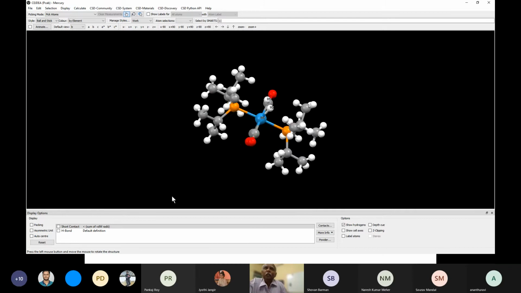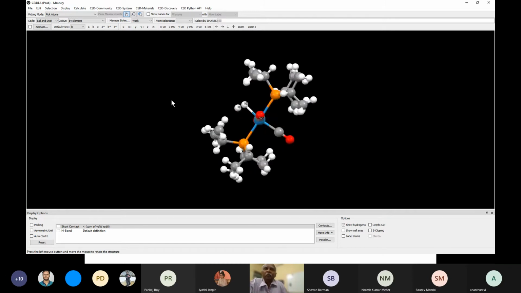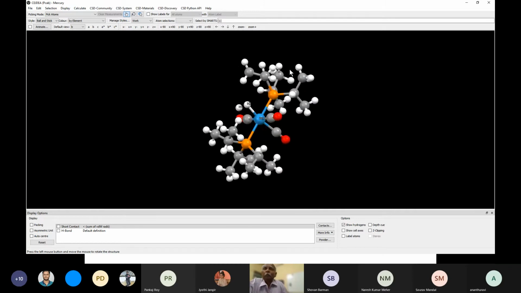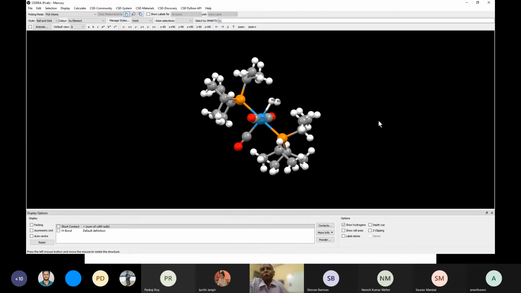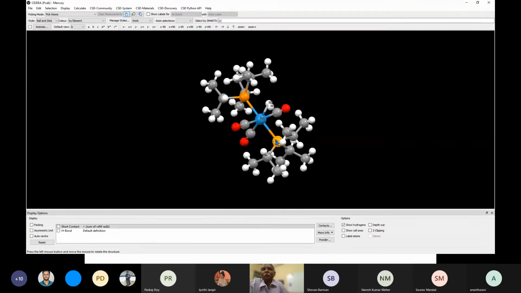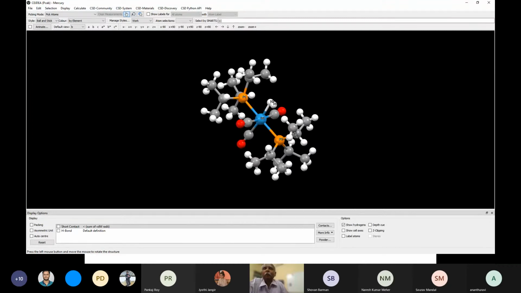It had three carbonyl ligands and two tris isopropyl phosphine ligands, so bis tris isopropyl phosphine. Those are the two phosphorus ligands. Phosphorus is orange in color, so that's something that I will label also for you. And then the carbon monoxides. In the mercury program, oxygen is red and carbon is gray, so you can see them clearly.